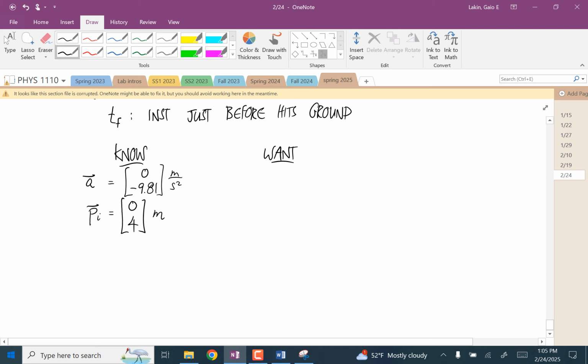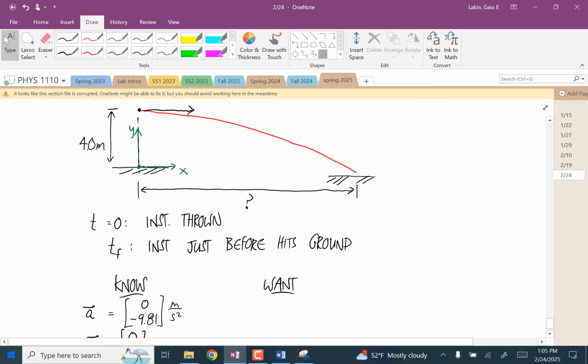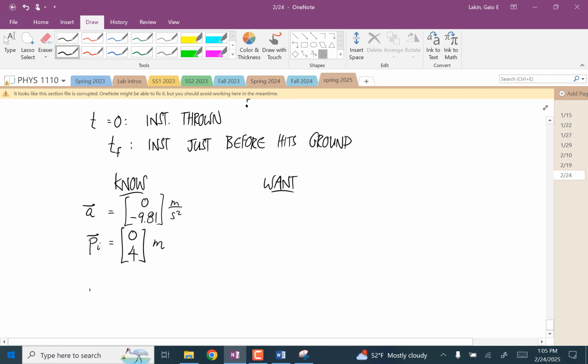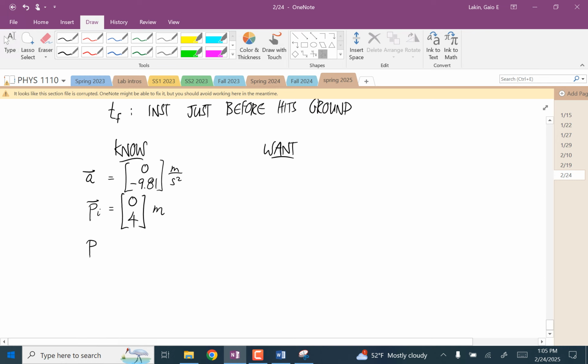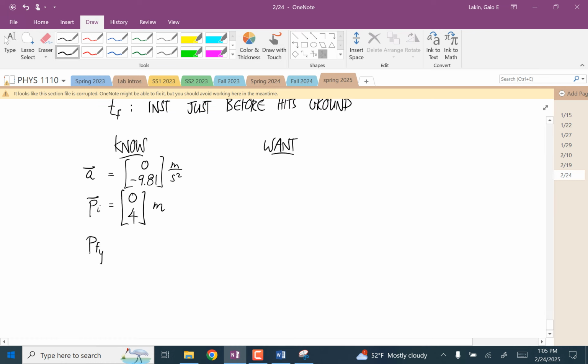Do we know the position vector just before it hits the ground? Okay, so what we know is, if you think of these as coordinates, the y coordinate is going to be 0. So PFY is 0. But PFX is what we're trying to find. So here's a case where I'm breaking these two up. We know one, we're trying to find the other one.